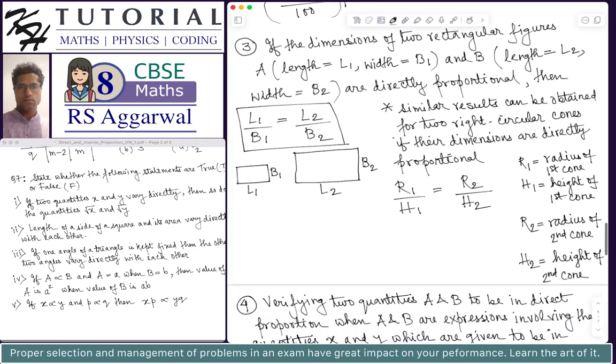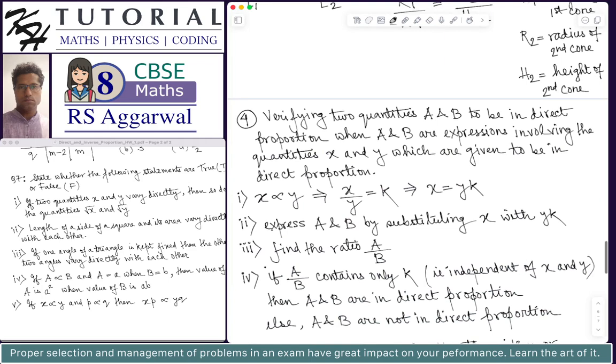Okay. The next concept is verifying two quantities A and B to be in direct proportion when A and B are expressions involving the quantities X and Y which are given to be in direct proportion. So you are given two quantities X and Y to be in direct variation or direct proportion. Now you are asked to find whether another two quantities A and B, where A is expressed in terms of X and Y and B is also expressed in terms of X and Y, are in direct variation or not.